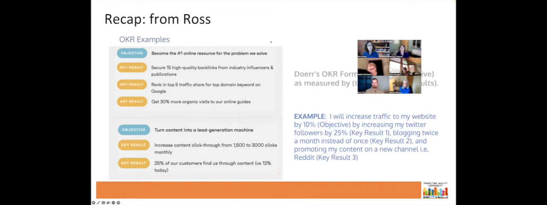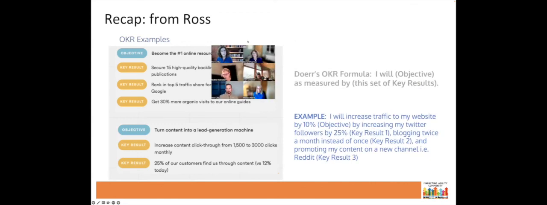And then Ross just talked us through this OKR formula, a nice little way of putting it into a phrase or a sentence. I will, the objective, as measured by the different key results. So you've got the example there: I will increase traffic to my website by 10%, which is the objective. Again, that one's got a number in, which is perfectly fine. By increasing my Twitter following 25%, first key result. Blogging twice a month instead of once, second key result. Promoting paid content on a new specific channel, key result three.